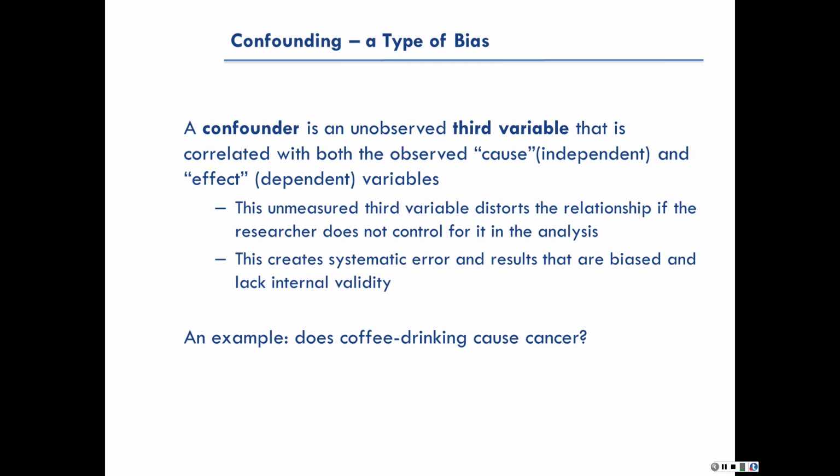If we measure the effect of coffee drinking on cancer without accounting for the third variable smoking, then it would appear that coffee drinking causes cancer. And so in this case, the omitted third variable or the confounder would be smoking. And so this shows why unmeasured variables can create all kinds of problems and systematic bias in your research study. So it's important to think about what variables you might not be measuring that could affect the relationship that you're trying to detect.